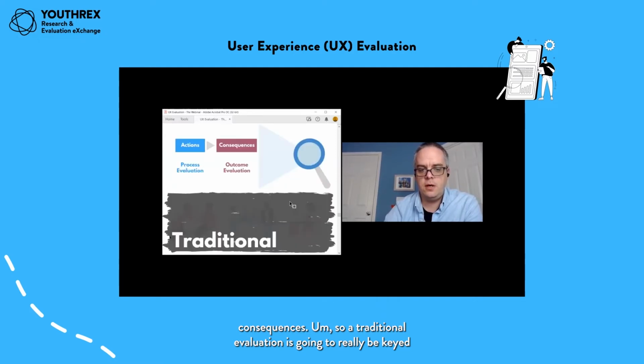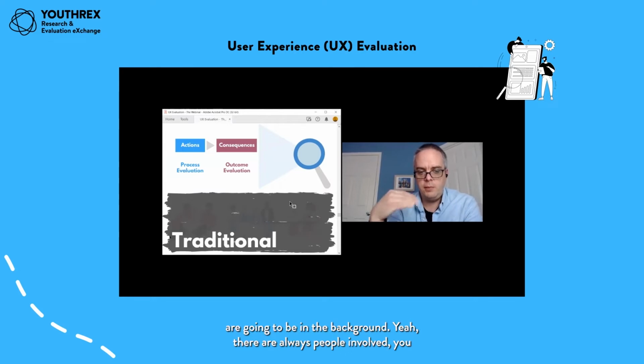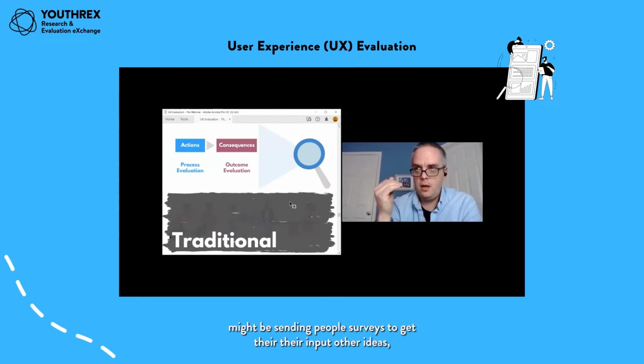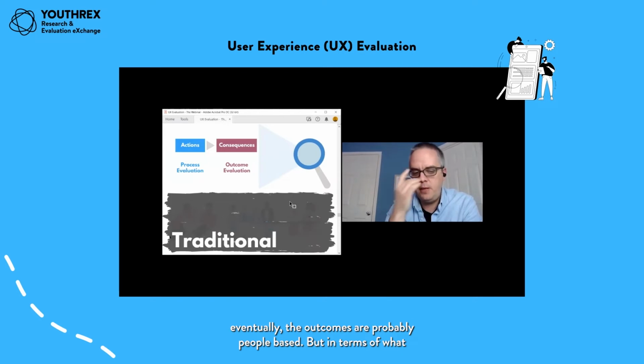So a traditional evaluation is going to really be keyed into the overall intervention, the program, the thing that you're doing, and that's what you're evaluating. So that's what you're focused on. People are going to be in the background. Yeah, there are always people involved. You might be sending people surveys to get their input, other ideas. Eventually, the outcomes are probably people-based.